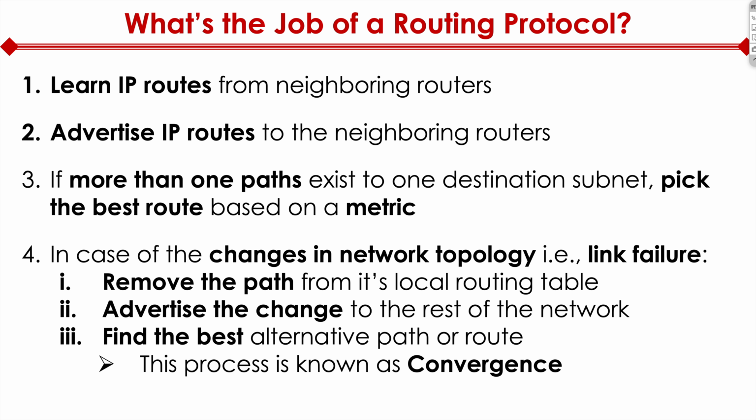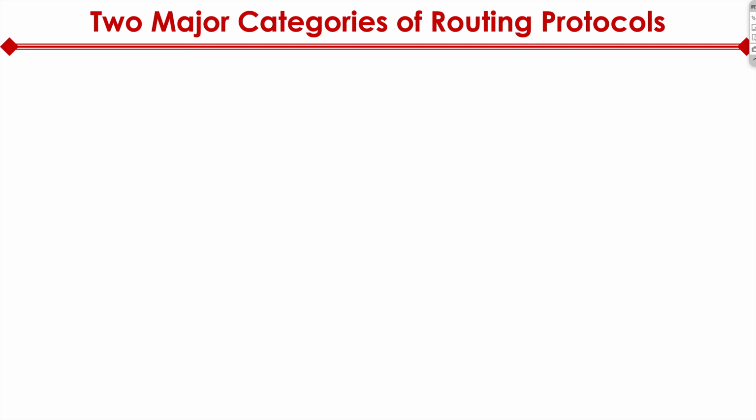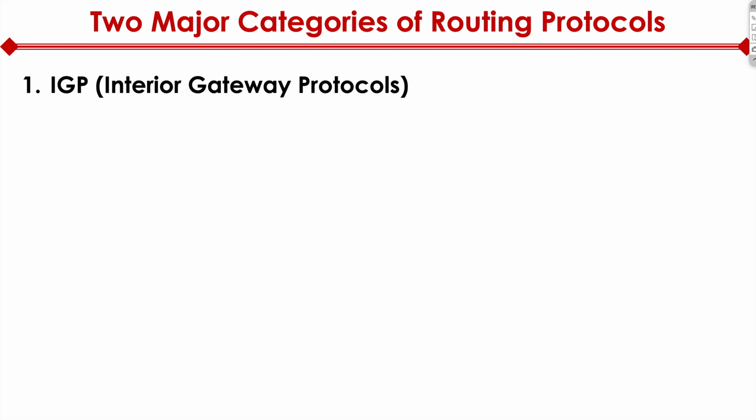Now, these three last steps that I just talked about, this process is known as convergence, where the interface went down, we advertise the change to others so everybody knows that the network is down. And then we do a quick calculation to figure out how to route to the same destination using a different path. That's called convergence. There are two major categories of routing protocols.